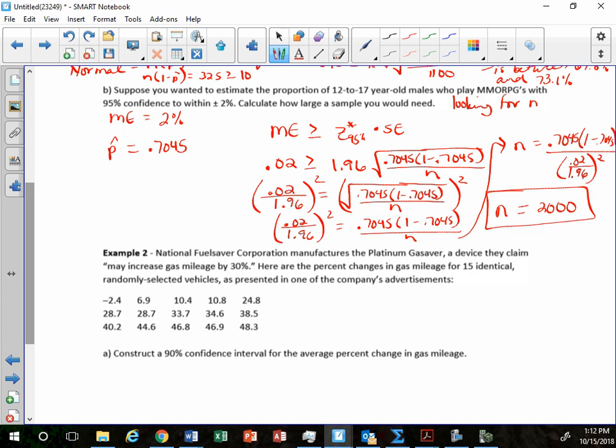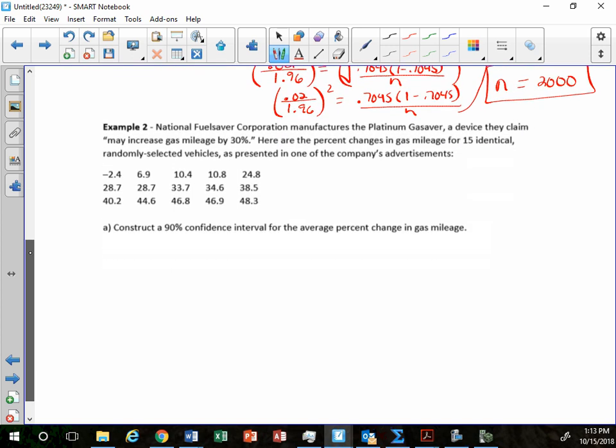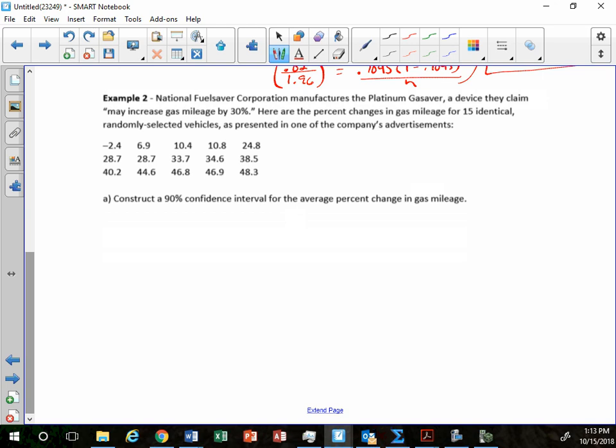Okay. Let's start on this last one here. All right, so we have the Platinum Gas Saver. It's supposed to increase gas mileage by 30%. And then you're given this data for 15 randomly selected vehicles, and this is how the gas mileage changed.